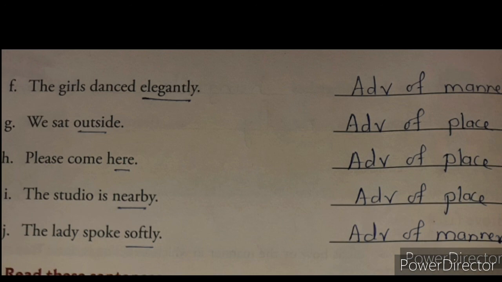Adverb of place. I, the studio is nearby. Now nearby is the adverb. You have to underline it, and it is which type of adverb? Adverb of place. Last one, J, the lady spoke softly. Now how did she speak? Softly. In which manner? Softly. So which is the adverb? Softly. And it is which type of adverb?